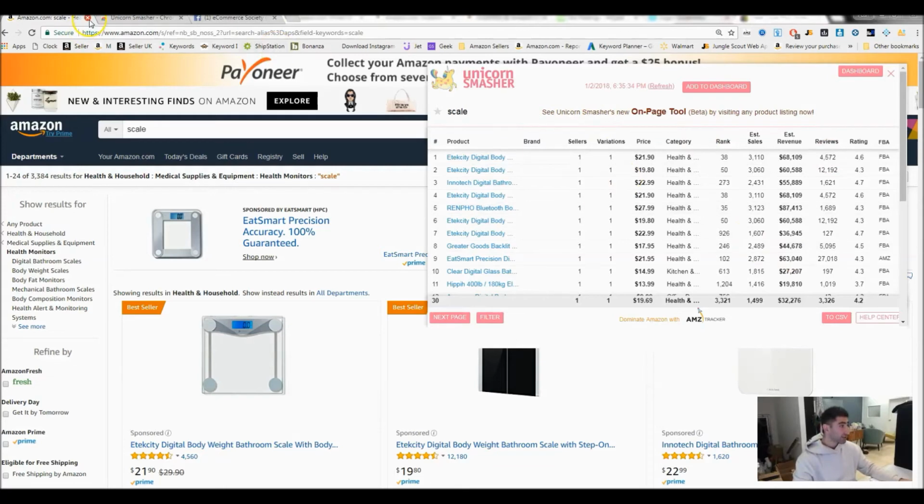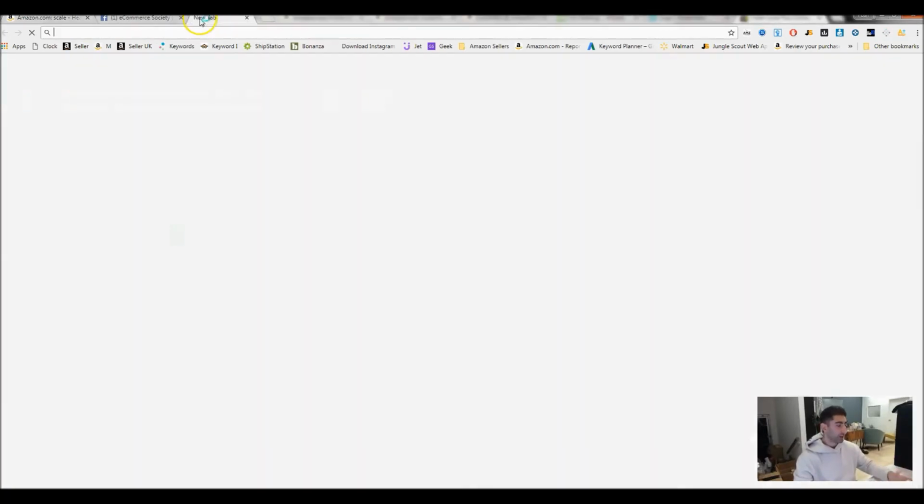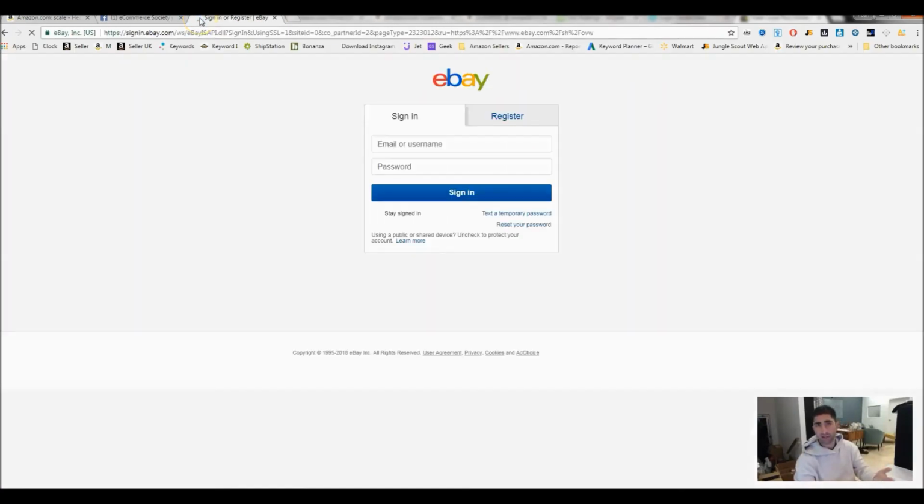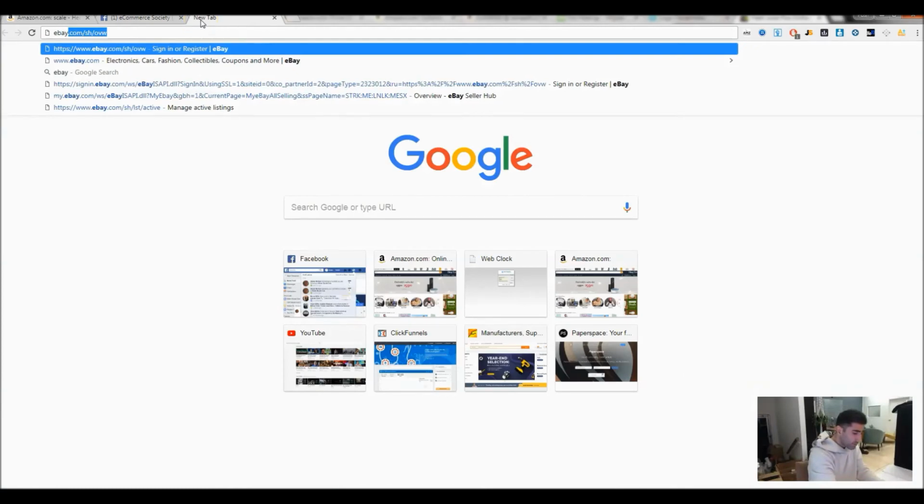And that's pretty much it, guys. So Unicorn Smasher is free. I think that comes out to like $150. So $350 you can spend on inventory, and that can be from garage sales, Walmart, Target, wherever it is that you want to buy your inventory.